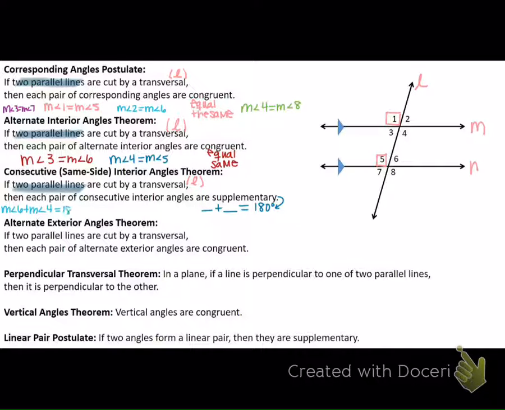So notice that. Do 6 and 4 look like they're the same size? One's acute and one's obtuse. So do they look like they're the same size? So you can be logical. If they don't look like they're the same size, then they probably add to 180. Does that make sense, what I'm saying there?